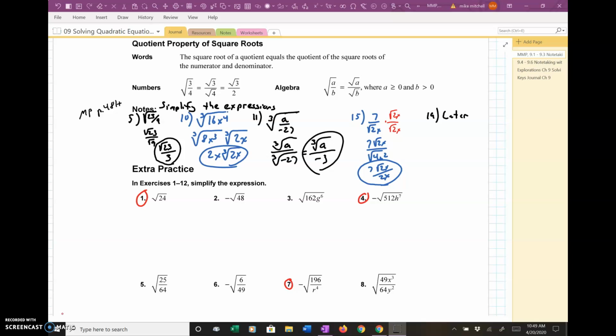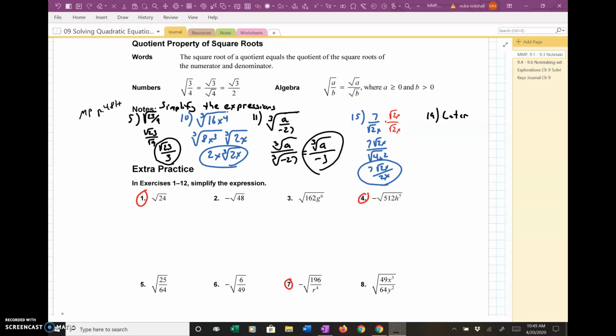This is called rationalizing the denominator. This is where you multiply by a fraction that's equal to 1. Root 2x over root 2x is 1. Root 2x times root 2x gives me square root of 4x squared, which is just 2x. Rationalizing the denominator, no square root in the denominator. That's one of our terms we saw earlier.